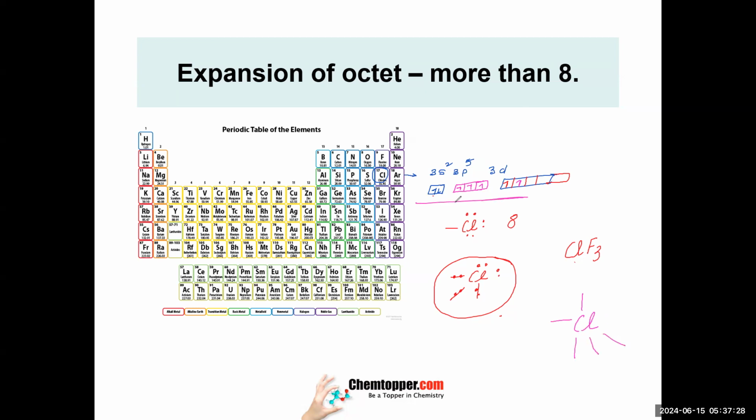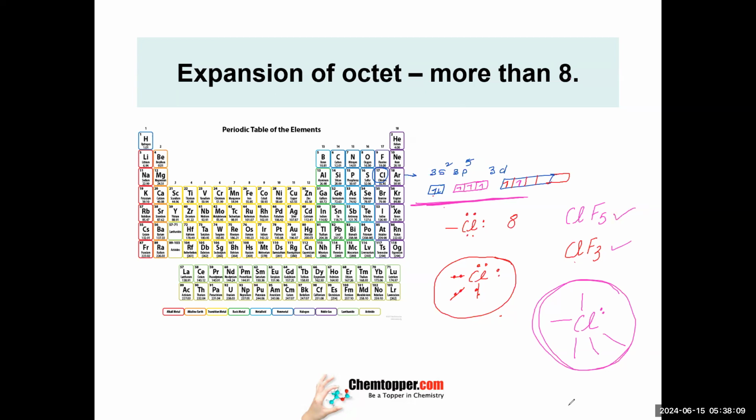With how many lone pairs? One lone pair. Amodita, you are getting it? And total, how many total electrons here? This is more than 8. And we do have molecules of chlorine making 5 bonds with 5 fluorine, like this. Okay, so this is the meaning of expanded octet.